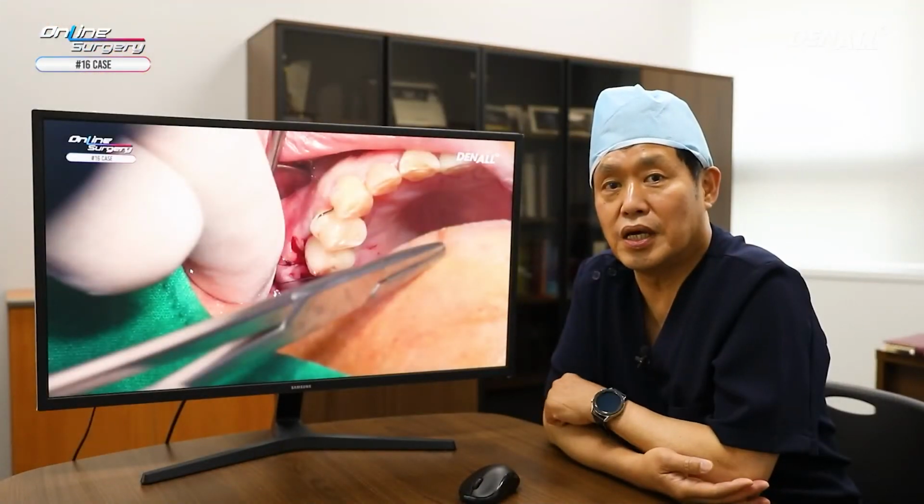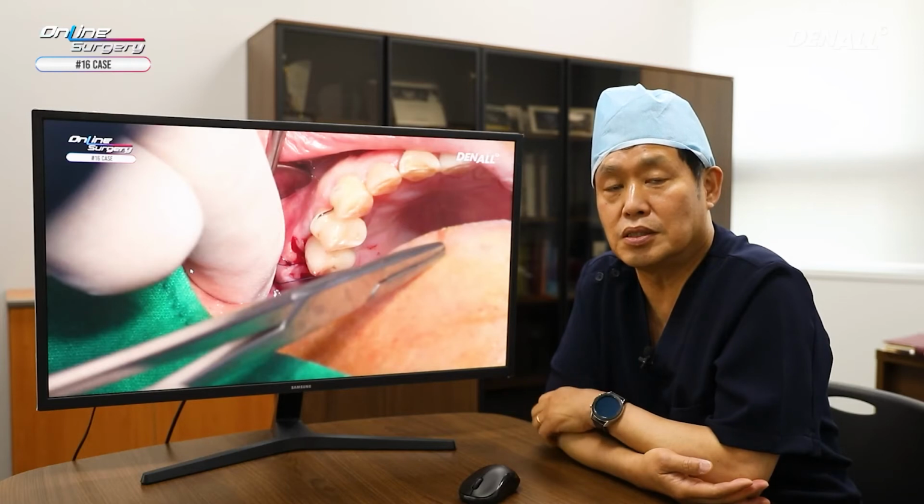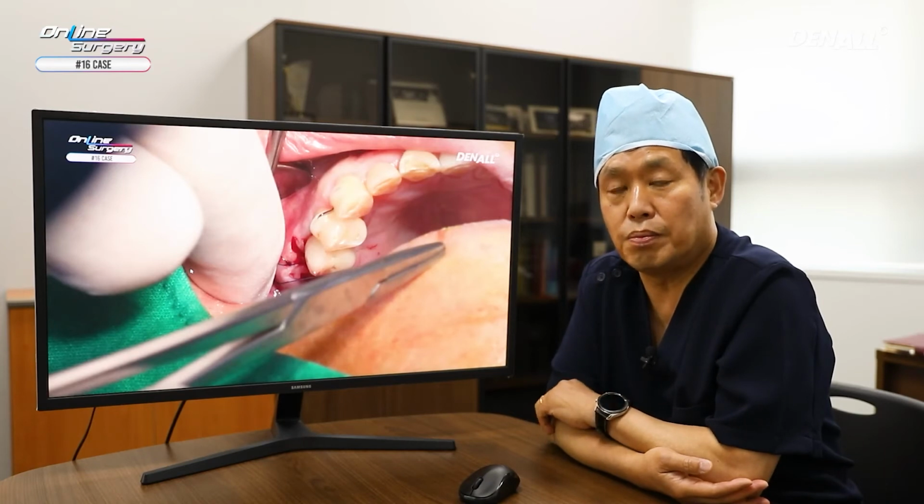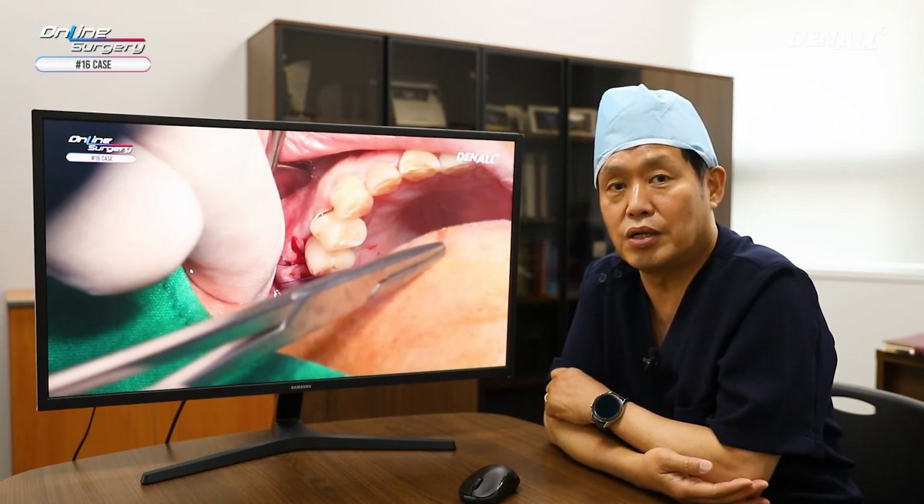In this case, in number 16, there was a bone defect palatally, and using the bone plate on the buccal side, the implant was placed, and for the palatal bone defect, xenograft was used for GBR. To treat the patient, I used collagen membrane and primary closure was done.